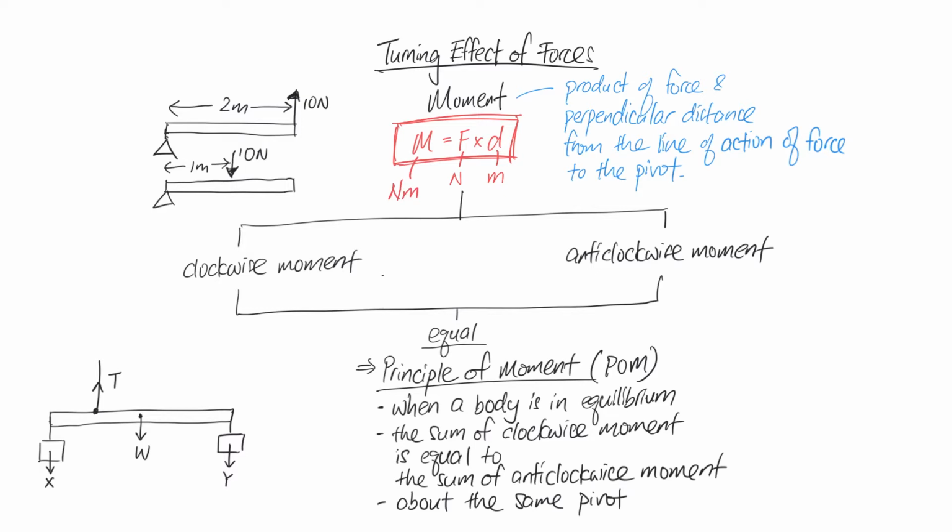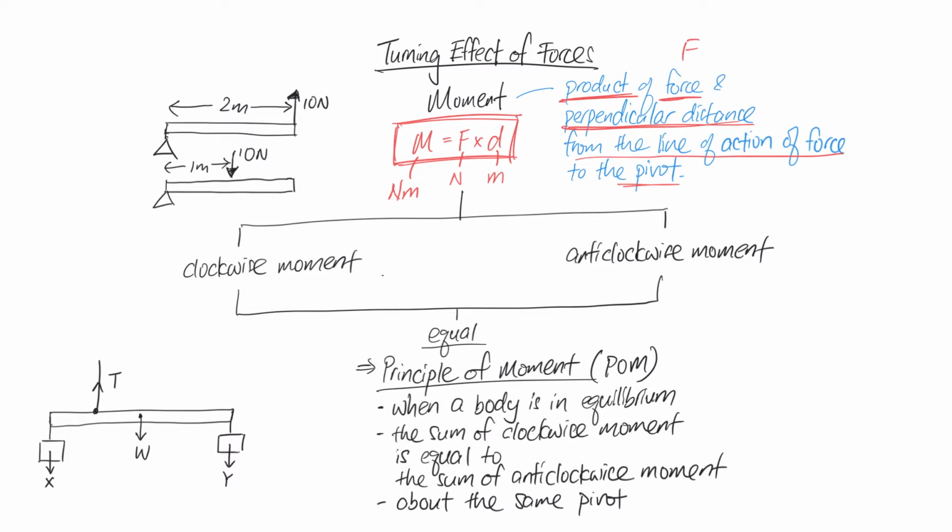Alright, and the definition of moment is actually very simple if you know the formula. Since it's force times distance, it is a product of the force F and the perpendicular distance, not just any distance. It has to be the perpendicular distance, but where is it from? The distance is from where to where? It's from the line of action of the force to the pivot.